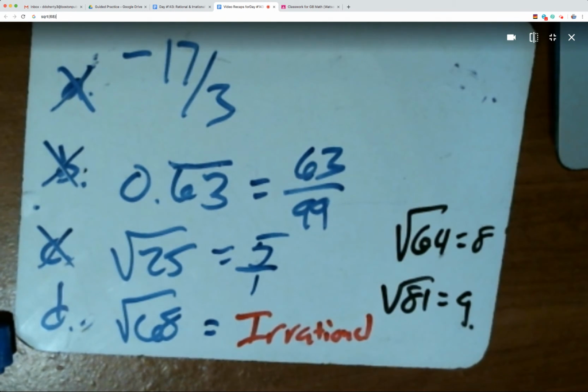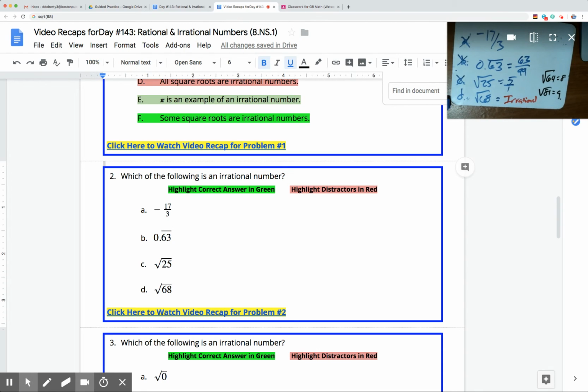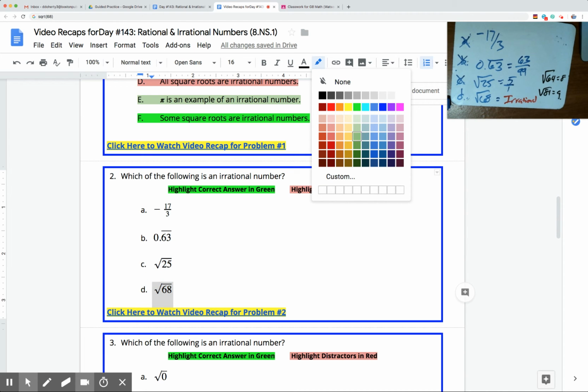If you go ahead and take a look at the square root of 68 on a calculator, you'll see more proof, 8.2462125, and that's the end of Google's calculator, but of course this keeps going without repeating. So that's how we end up recognizing that the square root of 68 is our correct answer for practice problem 2.